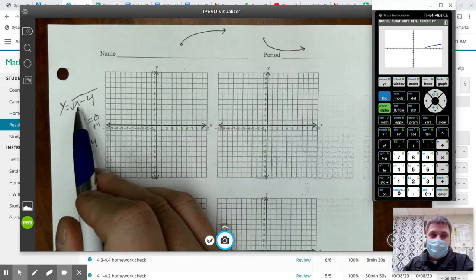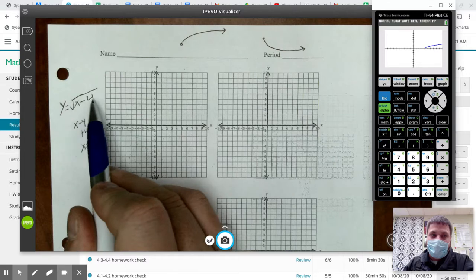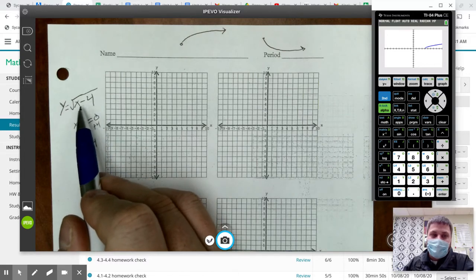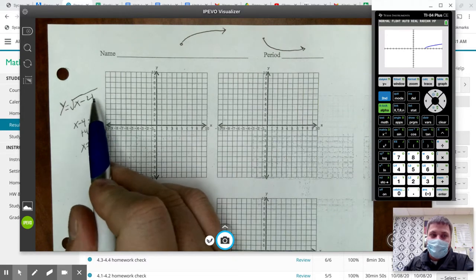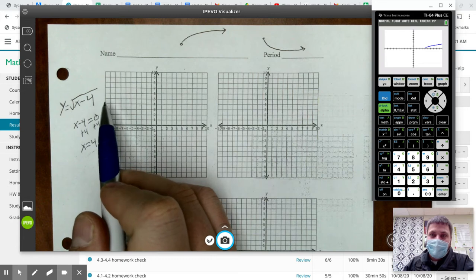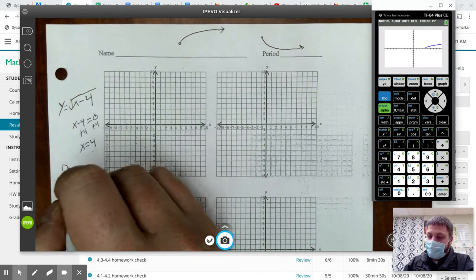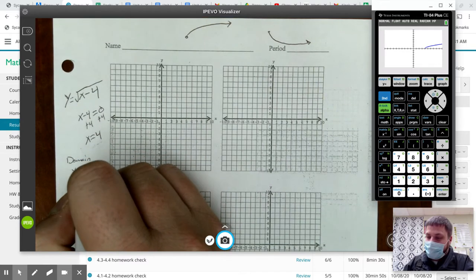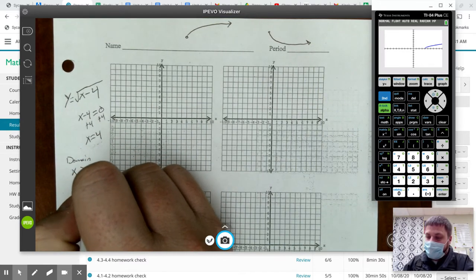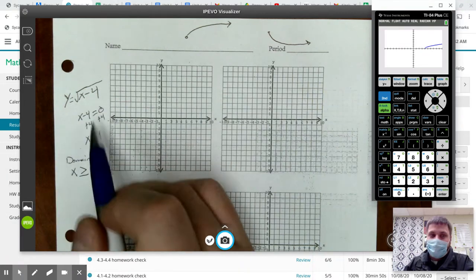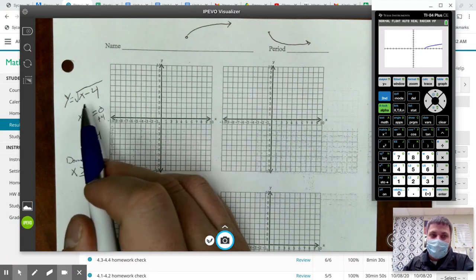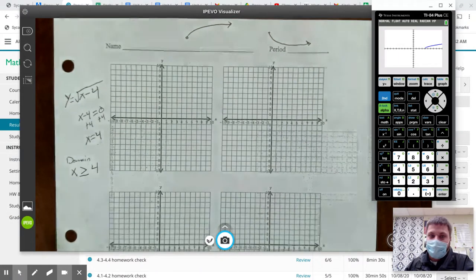Because if I plug in a 3, I get a negative number. I'd have the square root of negative 1. I'm not allowed to do that. If I plug in a 2, I'd have the square root of negative 2. Again, that's not allowed. So what I'm noticing is that my domain is going to be all x values that are greater than or equal to 4. Because I can put in 4, I can take the square root of 0. I can put in 5, I can put in 6, 7, 8, and that doesn't break any rules.